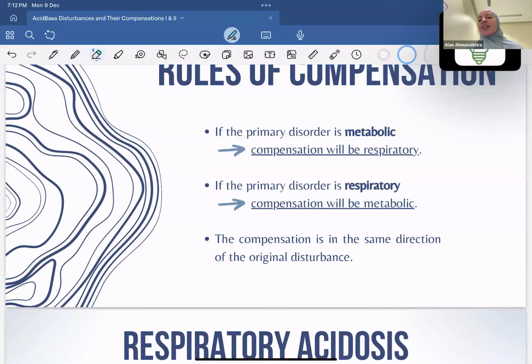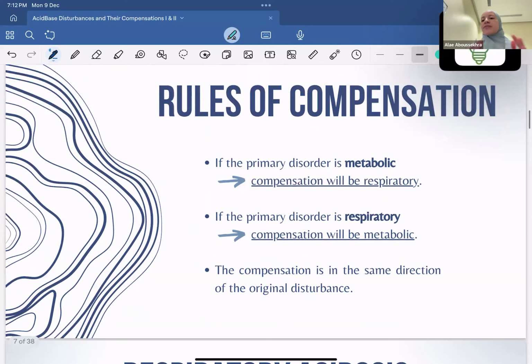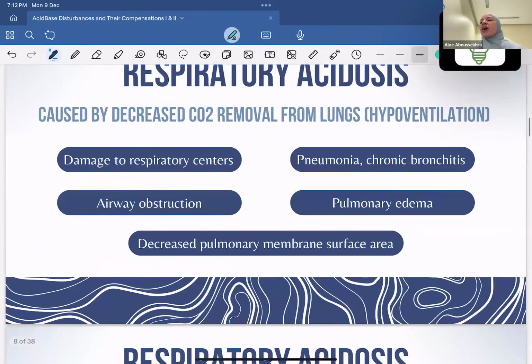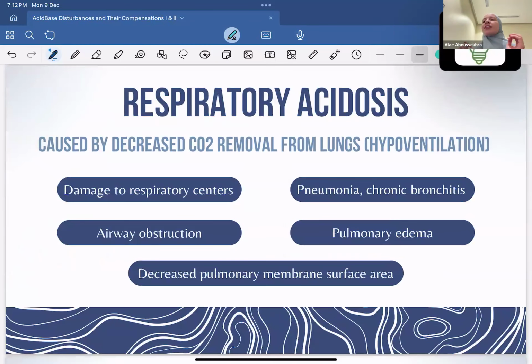Okay. So yeah, just keep that in mind. So compensation happens if the primary disorder is metabolic, the compensation will be respiratory and vice versa. And the compensation needs to always be in the same direction as the original disturbance. So if the disturbance was increase, the compensation will be increase. If the disturbance was decrease, then the compensation will be decrease. Okay. So now that we're done with the basic rules, let's get into the actual disturbances.